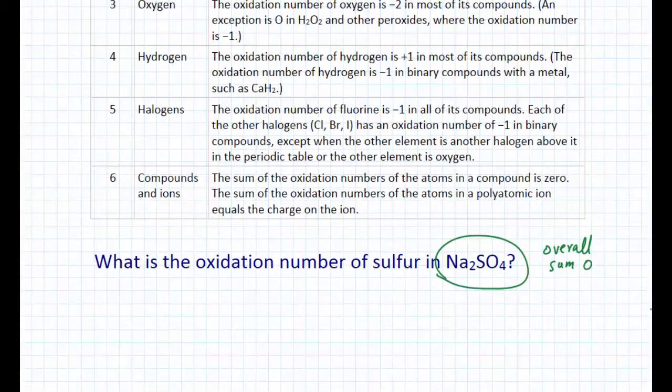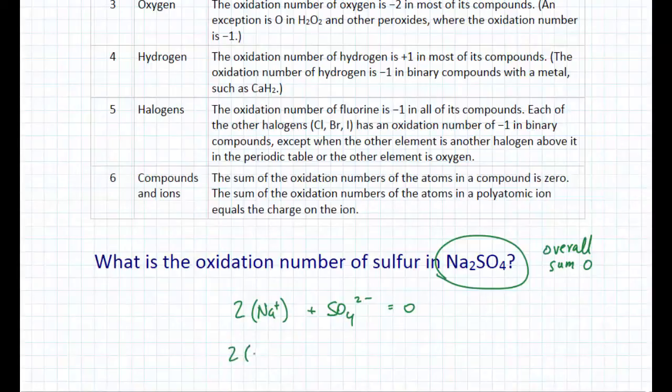Let's break this apart, though. This is an ionic compound. So what charge do those sodiums have? Sodium. So we've got essentially 2 Na+, and we've got SO4 2 minus. So we've got 2 of those. I mean, that's sort of looking at the compound overall. You can say 2 of those +1s for those sodiums.